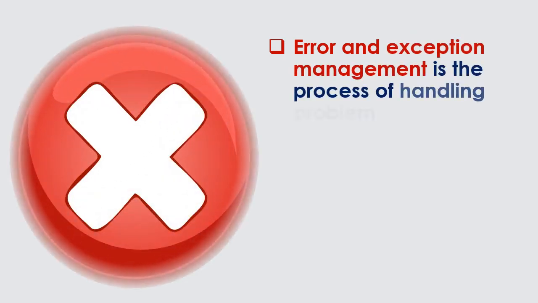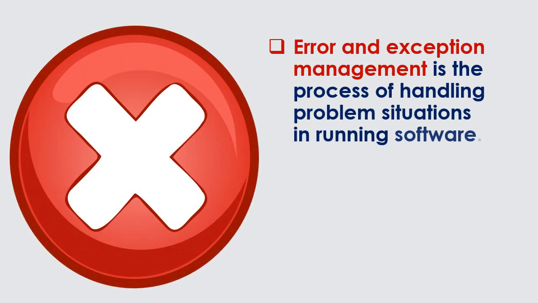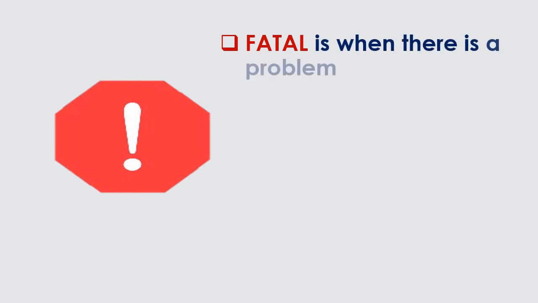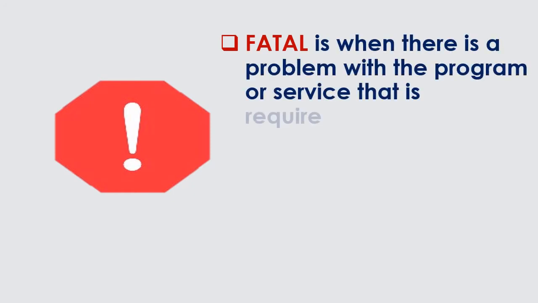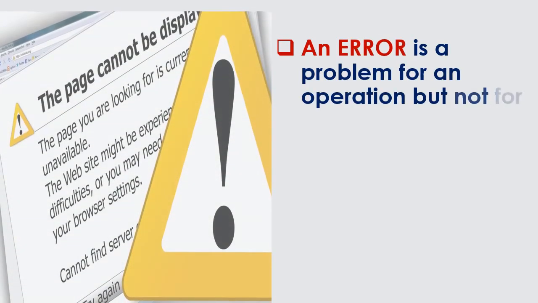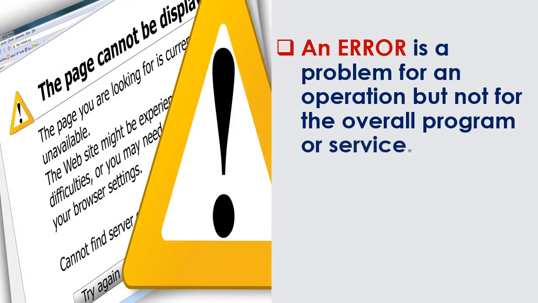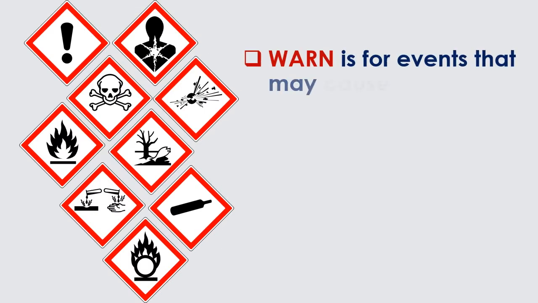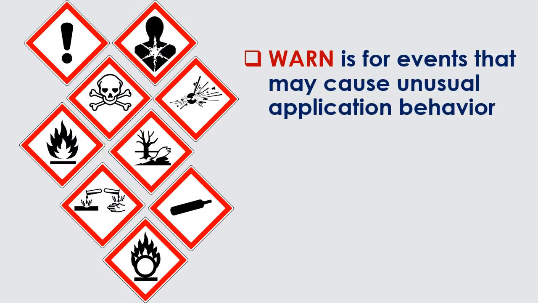Error and exception management is the process of handling problem situations in running software. Fatal is when there is a problem with the program or service that requires its termination. An error is a problem for an operation but not for the overall program or service. Warn is for events that may cause unusual application behavior.